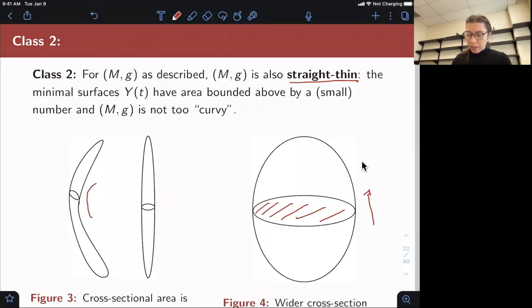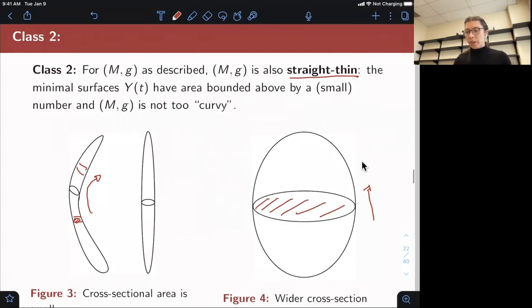manifold is, say, fairly curvy or has some high curvature in the direction that I'm foliating the manifold by, then I want my minimal surfaces to have area that's relatively small, so small girth in this case. And this is the trade-off. Straighter in the foliation direction, allowed to have a larger minimal surface; more curved in the direction in which I foliate, then I want these manifolds to look fairly skinny. And so the minimal surfaces are going to have small area. All right, so that's class 2, straight thin, and class 1, close to Euclidean.